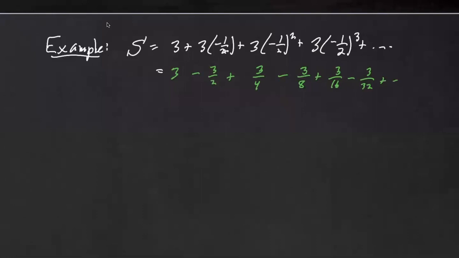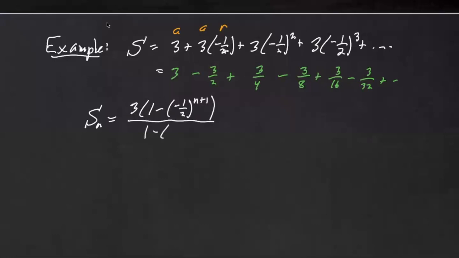But the exact same argument works, it doesn't really matter what R is, right? I mean, here A is 3 and R is negative a half. And so if we use the finite geometric series formula, we see that S sub n is A, just 3 times 1 minus R to the n plus 1 over 1 minus R. And it's a little funky because, in this example, you're subtracting and then adding and then subtracting. We're going to see this later. This is actually called an alternating series, where you alternate adding and subtracting numbers.